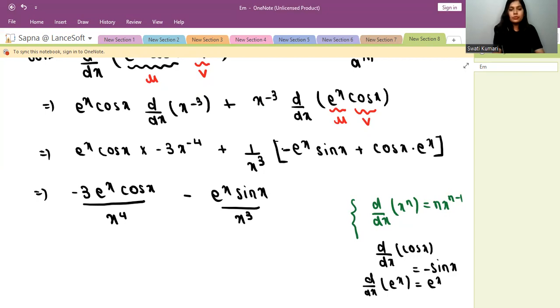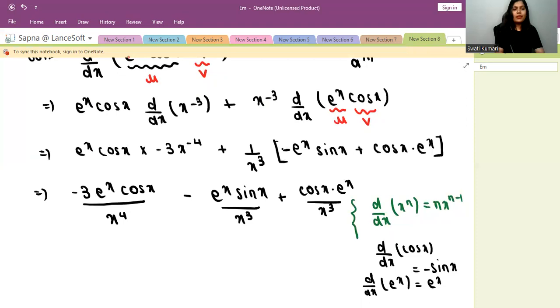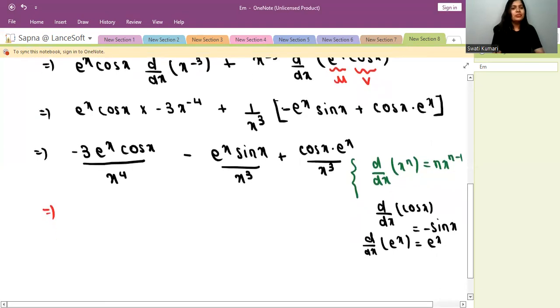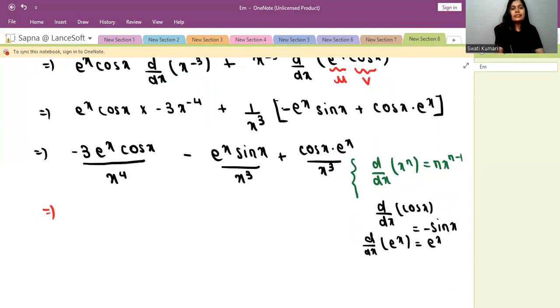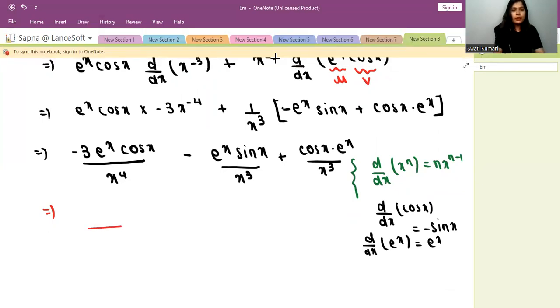And this will become plus into plus plus, and this will become cos x multiplied by e raised to x upon x cube. Now we can still simplify it further. So let us do that. If I just take an LCM of x raised to 4, x cube, and x cube, of course, what is the LCM? You know that. I don't need to teach you the LCM. So the LCM will be x raised to 4, right?